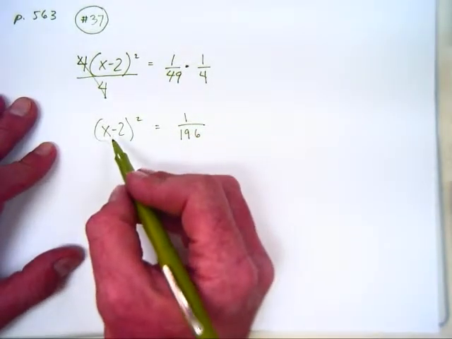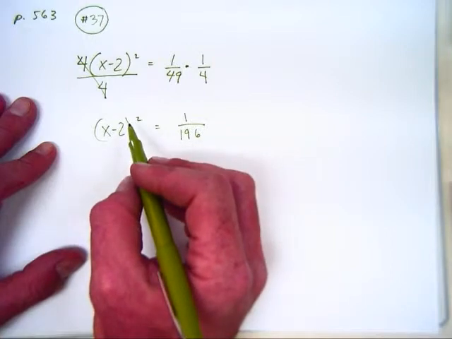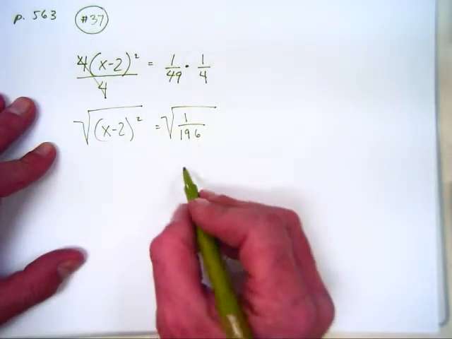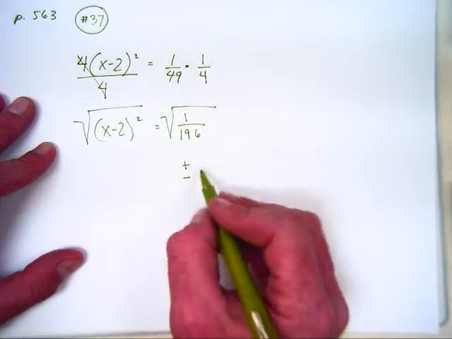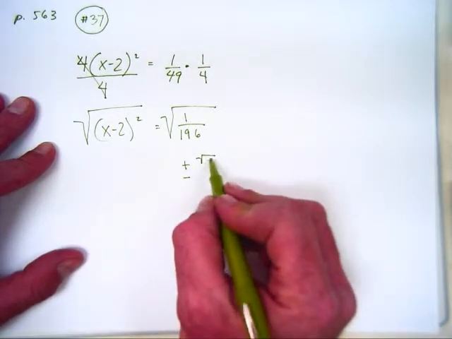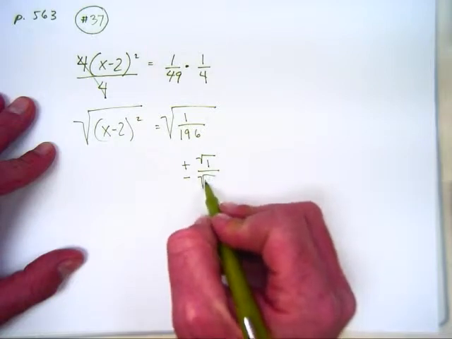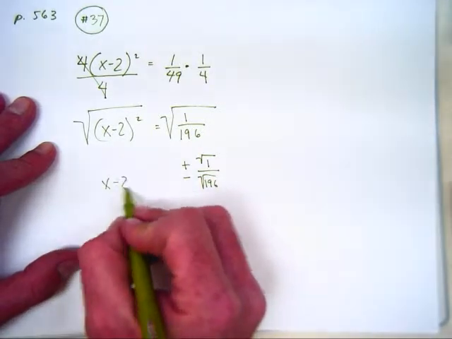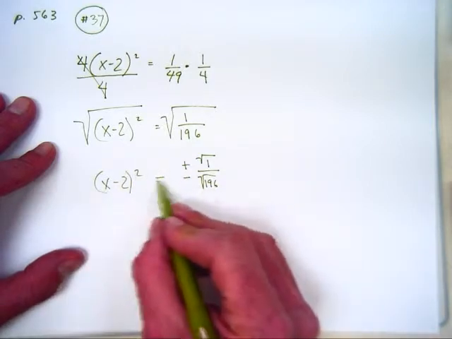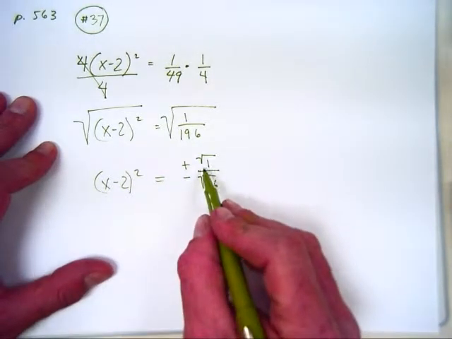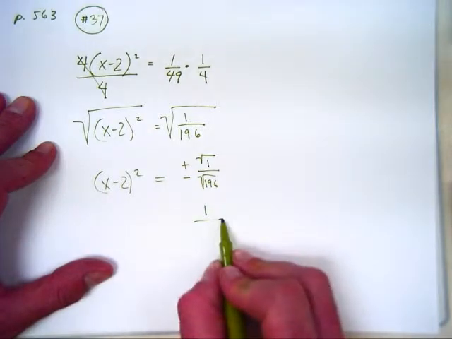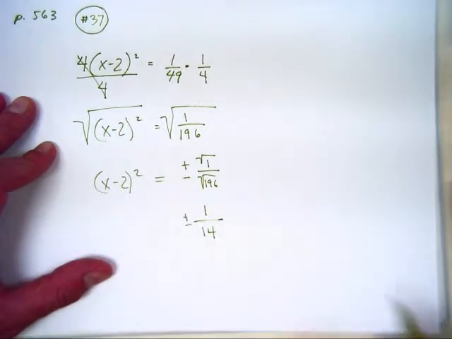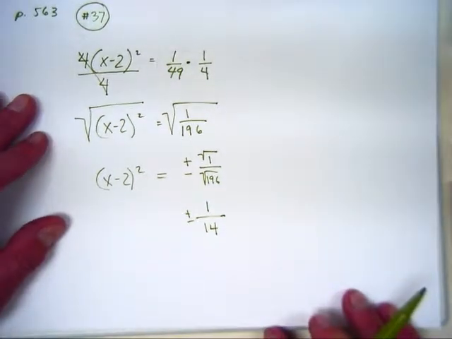Now we want to get this x by itself. Looks like we have a square there, so we've got to square root both sides. When we square root a variable, we're going to have to put a positive or negative in front. This is the same as the square root of 1 over the square root of 196. Square root of 1 is 1. Square root of 196 is 14. So we have positive or negative 1 over 14.